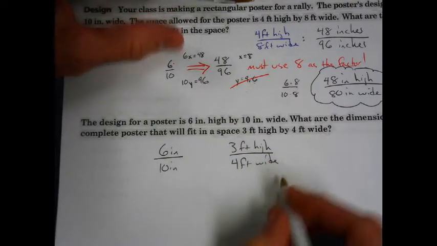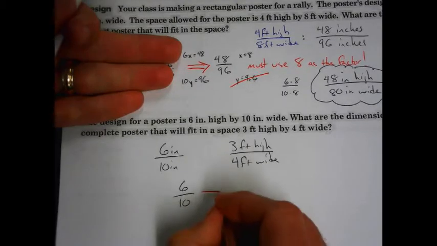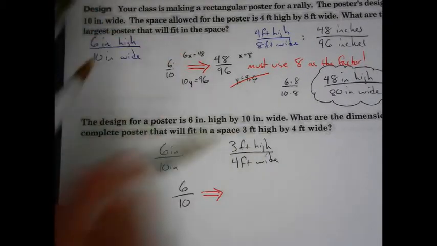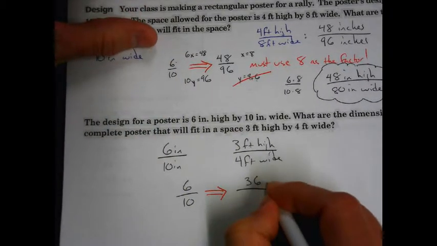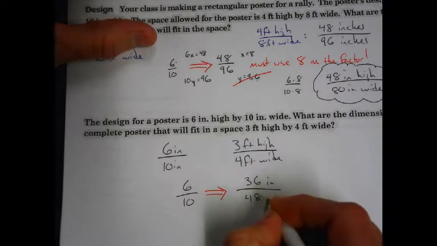Okay, so we're going to go from 6 to 10. Somehow, we're going to click and drag and make it fit. 3 times 12 is 36, and 4 times 12 is 48.